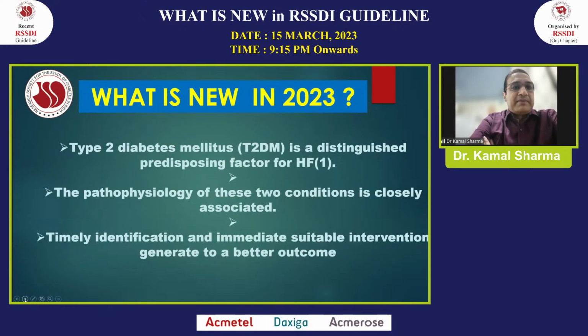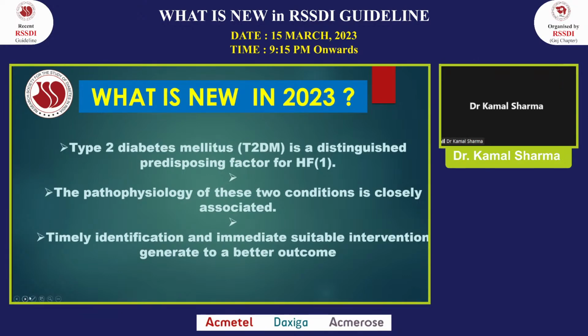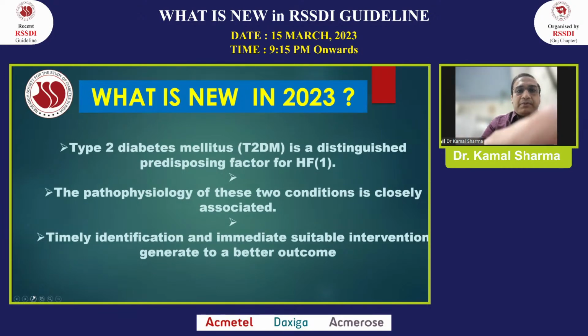So I want to first primarily thank the authors, who are Dr. Bansi and team. We have the eminent panel here. So what's new in 2023 is what I'm going to touch upon. Type 2 diabetes is a risk factor itself for causing heart failure. And pathophysiologically, the two conditions are very much linked. So if you have diabetes, you can develop heart failure. And if you have heart failure, you can develop diabetes. That's how timely identifying and intervening in both of them is important to prevent the occurrence of the other one.